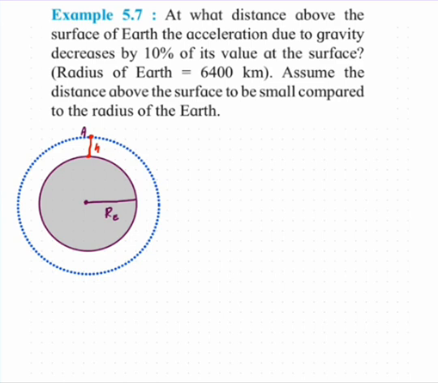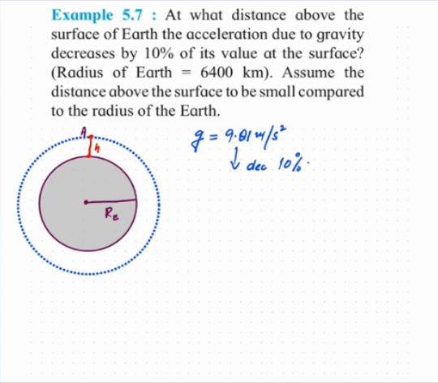Now before that you should know what the value of g on the surface of Earth is. We know that the value of g on the surface of Earth is 9.81 meters per second squared, right? And according to this question, if the value of this g decreases by 10%, what will be the value of h at that time? So this is the question.